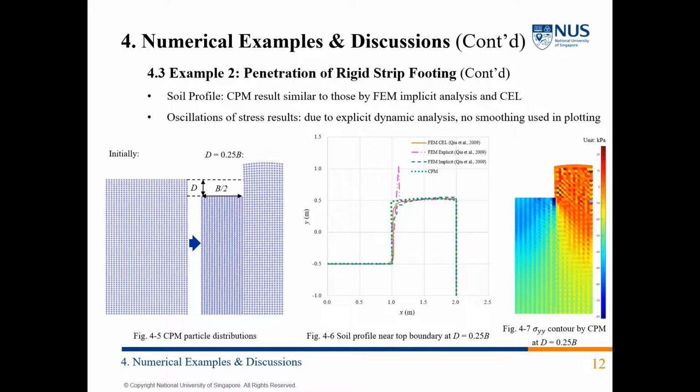Here, the left figure shows the particle distributions before and after the penetration, presenting the soil deformation. The figure in the middle shows the soil profile near the top boundary obtained by CPM is similar to those obtained by FEM implicit analysis and coupled Eulerian Lagrangian approach. The right figure is the vertical stress contour by CPM. The largest compressive stress happens near the edge of footing. The oscillation of stress results is due to the use of explicit dynamic analysis, and no smoothing technique is used in plotting the figure.